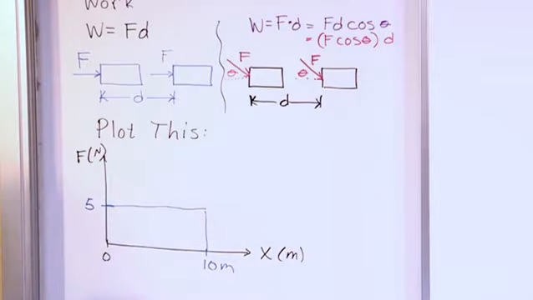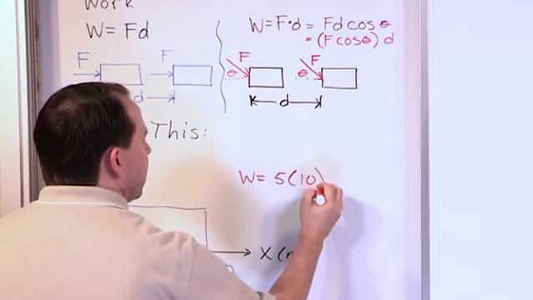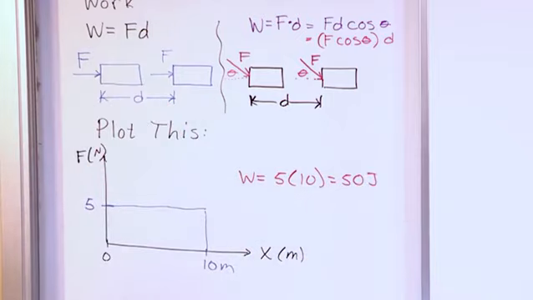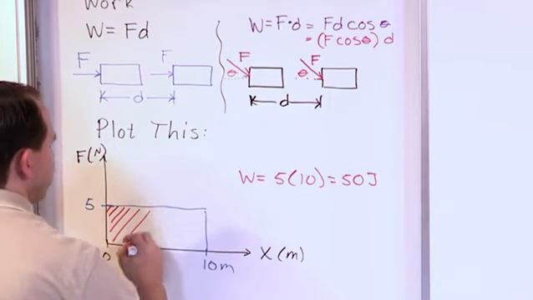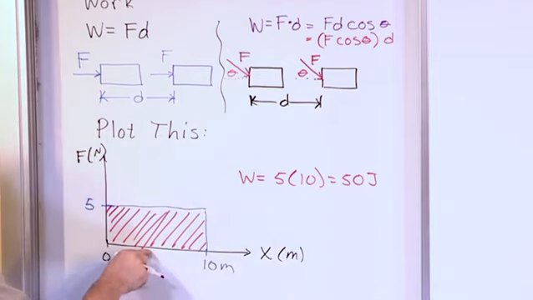Now let me ask you this. What does this represent on the graph? So the work would be 5 times 10 is 50 joules. That's how you calculate it on paper, but what is it represented with in the graph? Well, 5 times 10, what this physically represents is the area underneath this rectangle down to the x-axis.